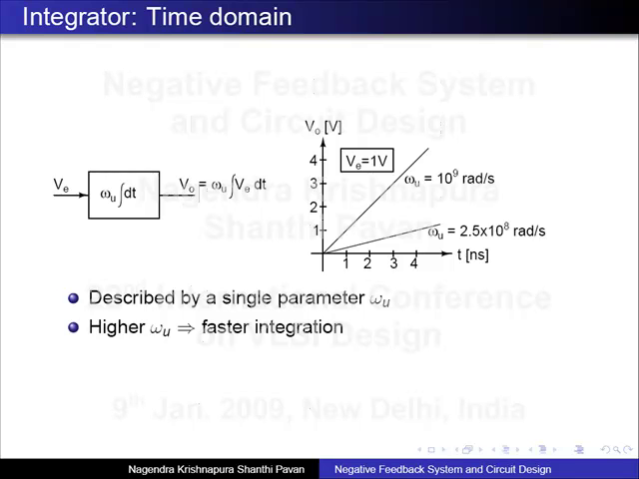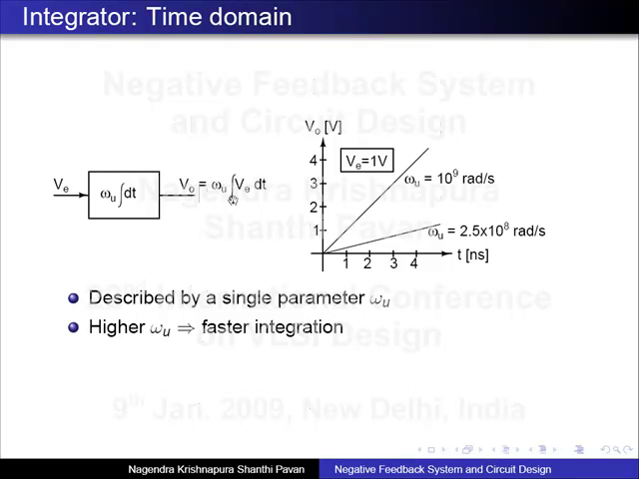What does it mean? Let us say I have plotted the output voltage with respect to time, and let us say the input is 1 volt to the integrator. What will happen? The output will be omega u times 1 volt times t, right? So, that means that omega u represents the rate of change of the output.